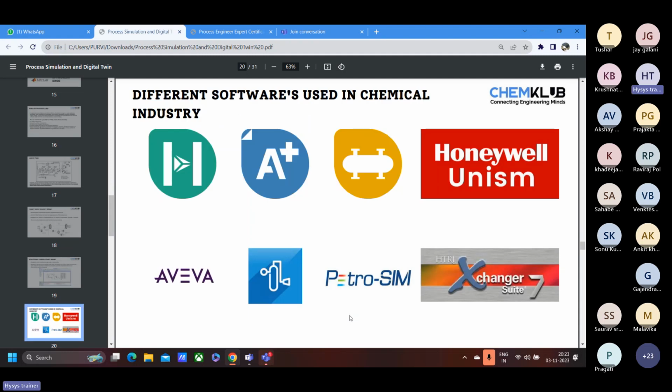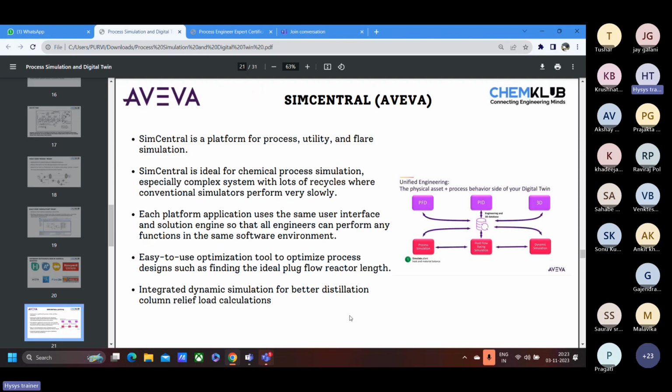In the market, there are different models available, and we will go through them one by one, each in detail. So there is also AVEVA. This is SimCentral AVEVA. SimCentral is the platform used for process utility simulation. Utilities like steam, cooling water, power are known as utilities. And flare simulation. Flare means there will always be a flare for your plant where you vent off your gases. We normally say AVEVA simulation software, but it is SimCentral.